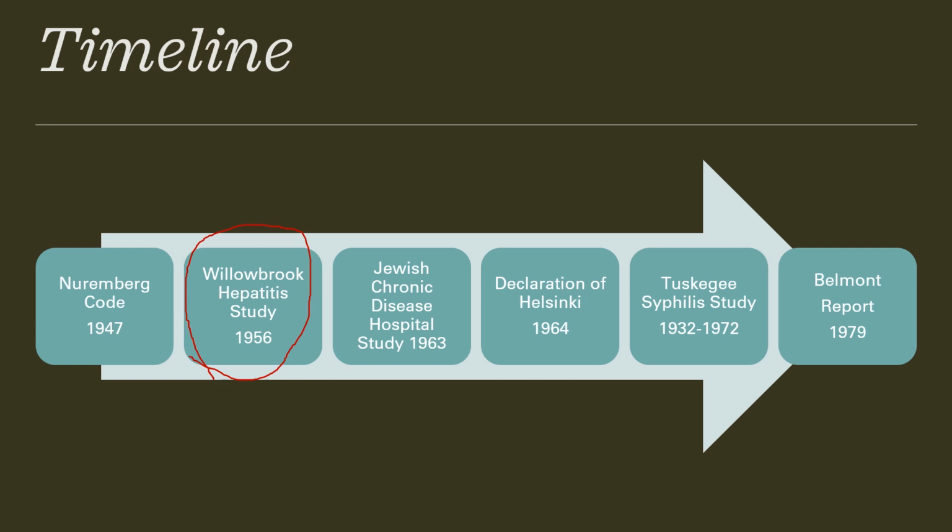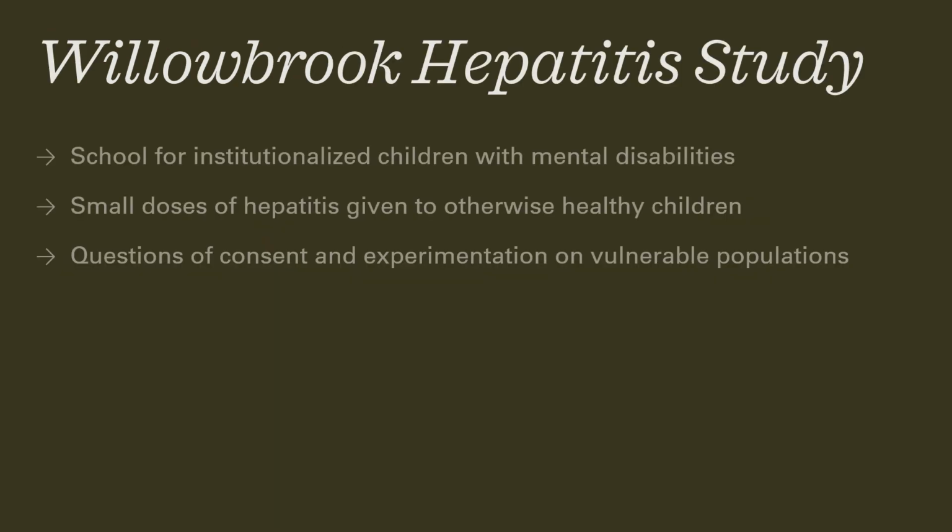Next on the timeline is the Willowbrook hepatitis studies from 1956. Children with mental disabilities that were institutionalized in the Willowbrook State School in Staten Island, New York, were intentionally given what was deemed as a small dose or a mild form of hepatitis in an attempt to track the development of the viral infection. The researchers further justified this by stating that these subjects were likely exposed to different strains of hepatitis due to the conditions of the institution.